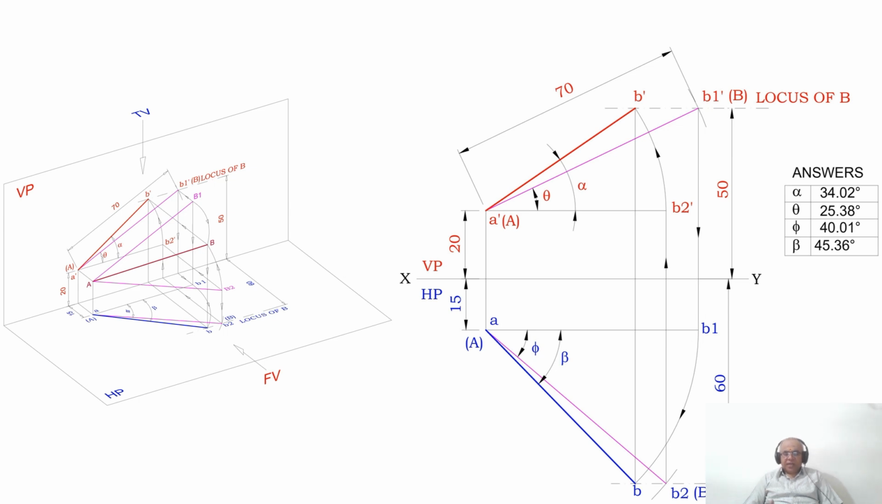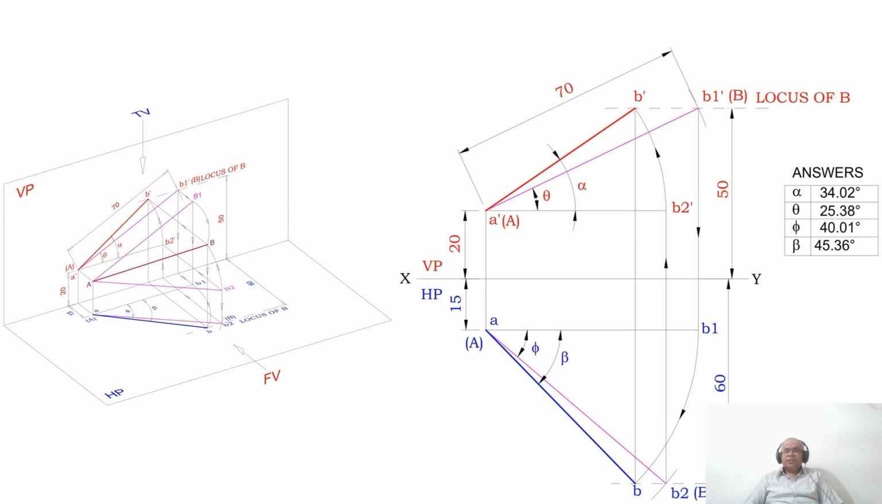In this problem, they have given the locuses and also the true length of the line, but they asked us to find the apparent inclination and also the true inclination. What is the apparent inclination? The apparent inclination with respect to HP is alpha, the apparent inclination with respect to VP is beta, the true inclination with respect to HP is theta, and the true inclination with respect to VP is phi.